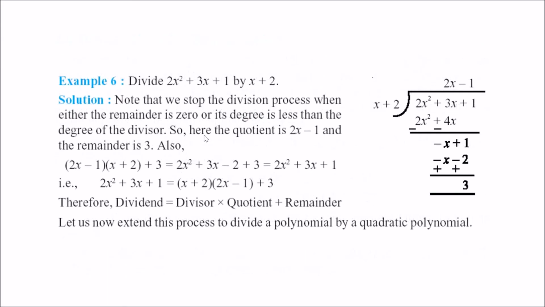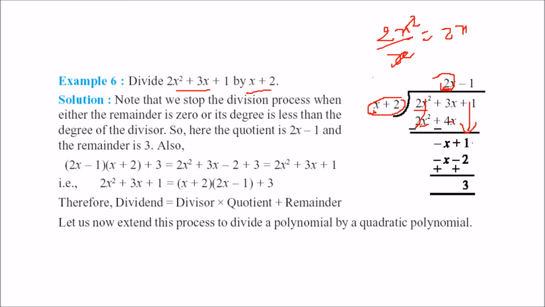Let us solve it. How to get the solution? Let us take an example. x plus 2, we want to divide 2x square plus 3x plus 1 by this. What you have to do here is take this 2x square and divide it by x. What you get? 2x. So you place 2x here. Now multiply 2x by x plus 2, so 2x square plus 4x. You place it here. Subtract.